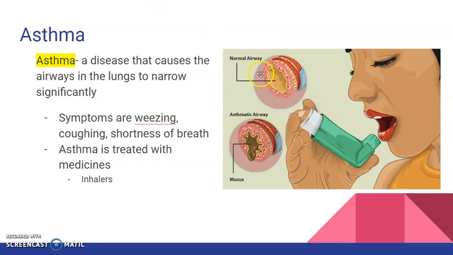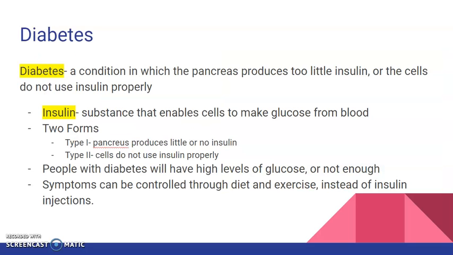And so we can see here, this is what your airway normally looks like. And when you have asthma or an asthma attack, your airway actually turns like this. It actually swells up and it gets tighter and it gets irritated and it starts releasing mucus, which makes it even harder to breathe. Last, we have diabetes.